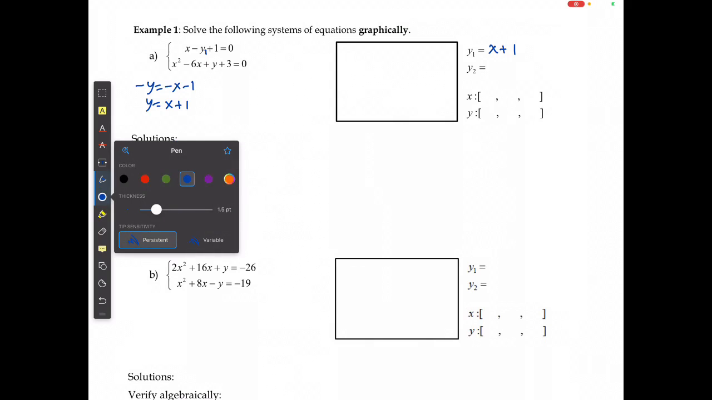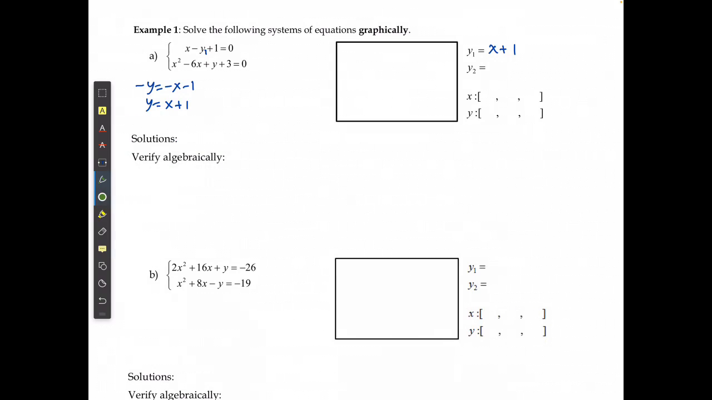In the second case, I have y is equal to, and this is going to be my y2, negative x squared plus 6x minus 3.